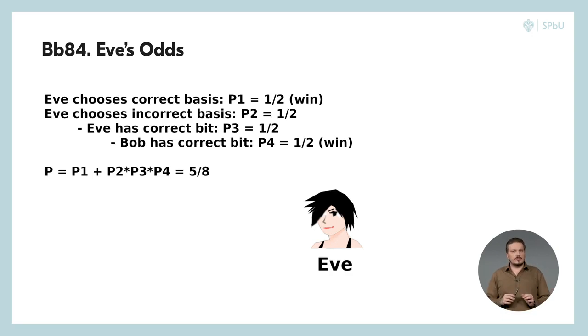Looks good for Eve. It is even bigger than 1/2. But Eve has this probability for each single bit. And as you remember, there are many bits in this transfer. In our example, there were 10,000 bits. And the probability to obtain every bit correctly becomes for Eve extremely small. It is like 5/8 in the power 5,000. This is the approximate number of bits for which Alice and Bob will have measurements in the same basis.